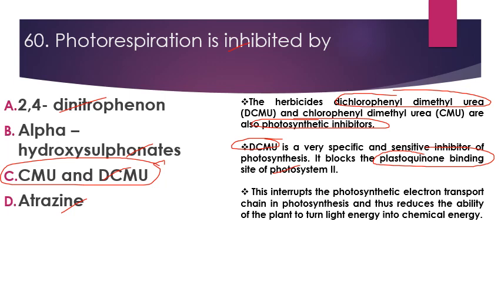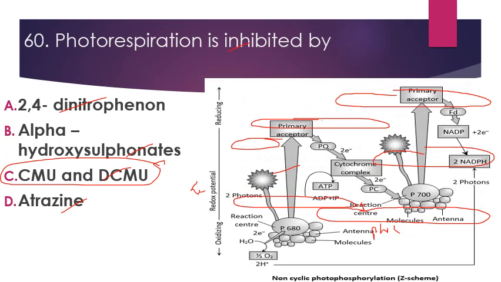This interrupts the photosynthetic electron transport chain in photosynthesis, which is a part of the light reaction. So it blocks the light reaction during photosynthesis, and the plant dies because of deficiency of food, and thus it reduces the ability of the plant to turn light energy into chemical energy. Means basically it interferes with the process of photosynthesis, so the plant is unable to synthesize food. So this transfer of electrons between photosystem 2 and plastoquinone is inhibited by DCMU. So these are basically inhibitors of photosynthesis, and they are used as a herbicide to kill the plants.